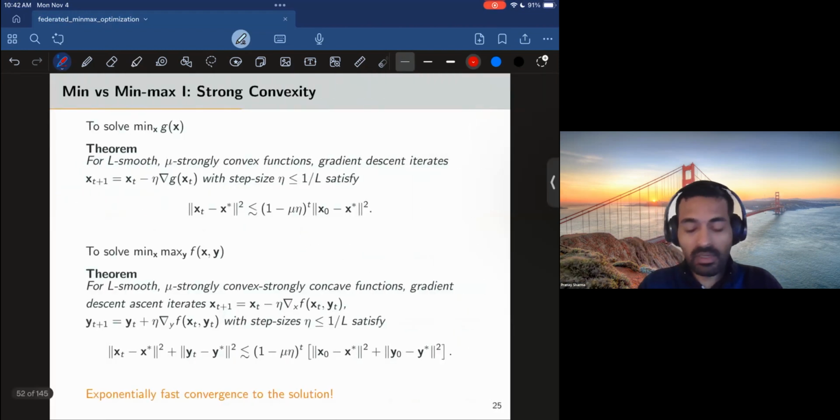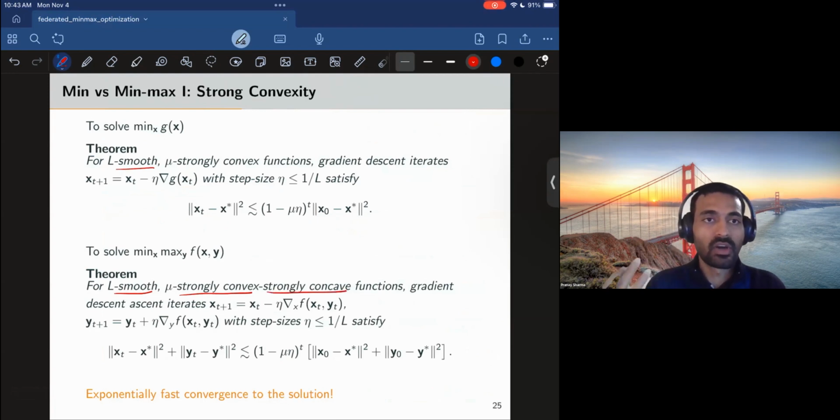What happens when we go to min-max problems? Suppose we have, again, a smooth problem. Also, our function is strongly convex in x and strongly concave in y. Recall that if your function is strongly concave, it means the negative of that function is strongly convex. So we have strong convexity in x and strong concavity in y.